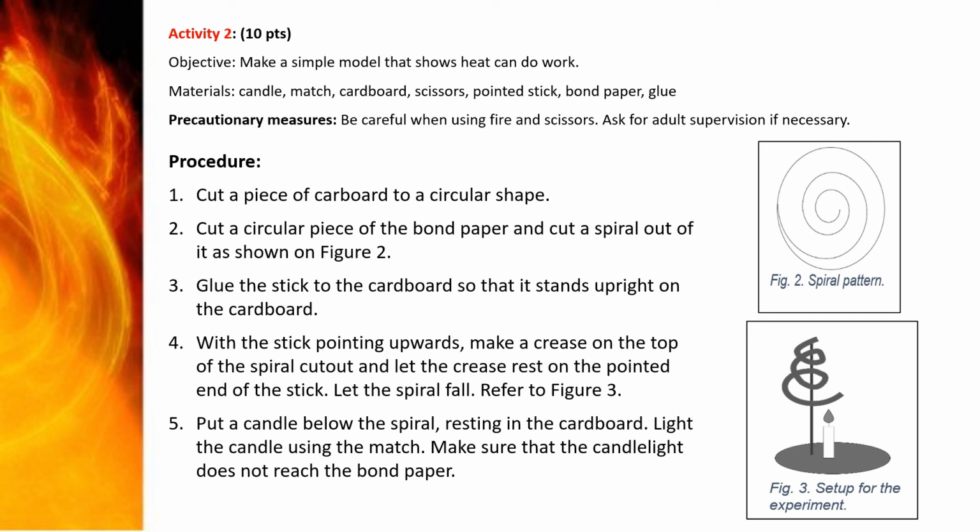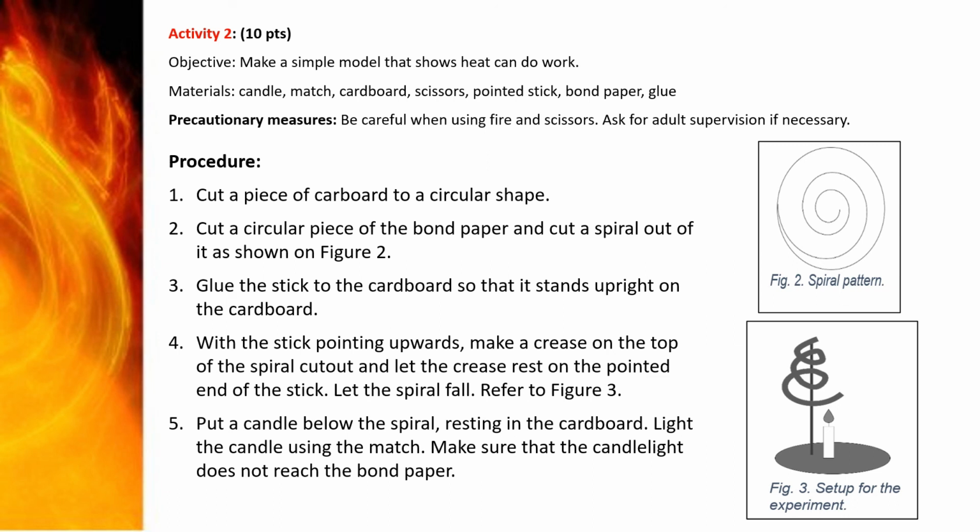Procedure: Number 1. Cut a piece of cardboard to a circular shape. Number 2. Cut a circular piece of bond paper and cut a spiral out of it as shown in figure 2. Number 3. Glue the stick to the cardboard so that it stands upright on the cardboard. Number 4. With the stick pointing upwards, make a crease on the top of the spiral cutout and let the crease rest on the pointed end of the stick. Let the spiral fall. Refer to figure number 3.